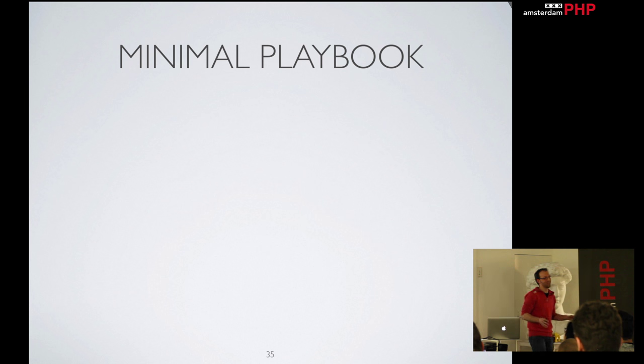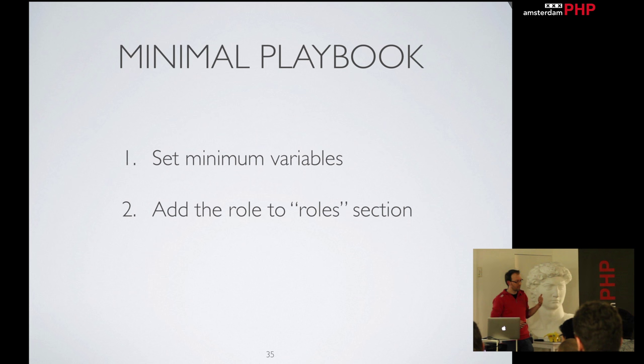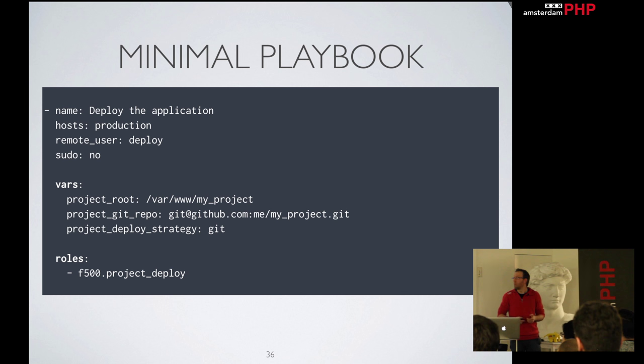Let's look at how to use this. The minimal playbook that you can write to deploy software with this role is you have to set the minimum number of variables. We use Git, so that's a version and the Git repository. And you have to add our role to the role section, otherwise it wouldn't run. So a minimal playbook looks like this.